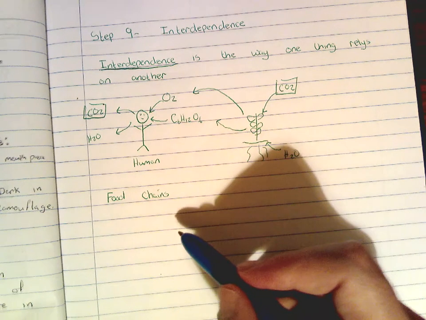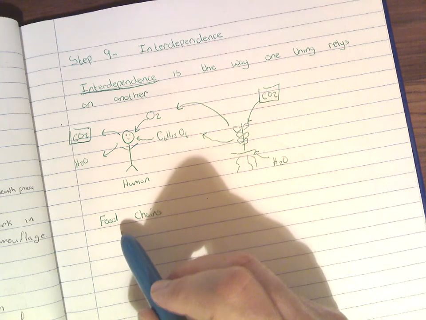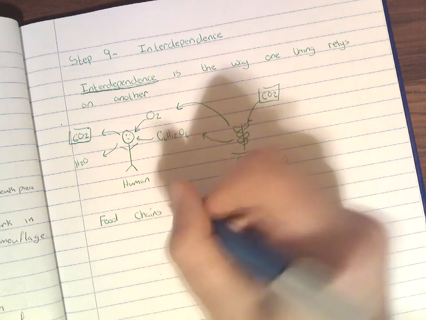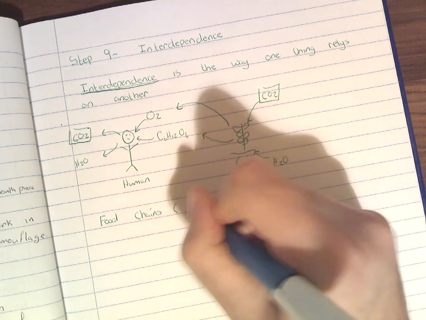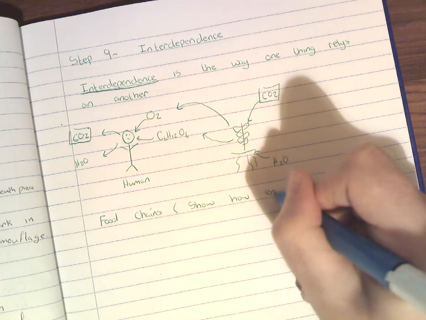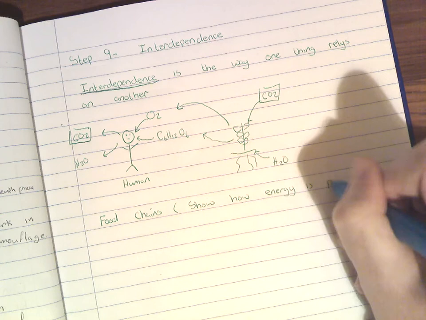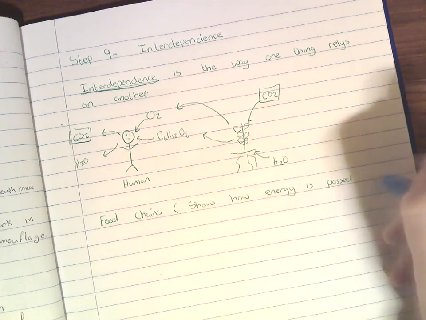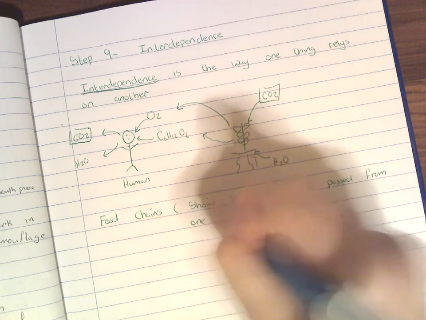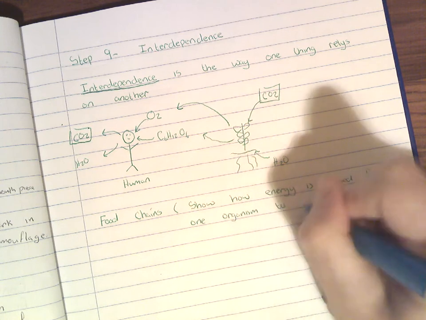And basically food chains, what they do is they tell us about the relationship. So food chains show the way energy is passed from one organism to another. So they basically show how energy is passed from one organism to another.